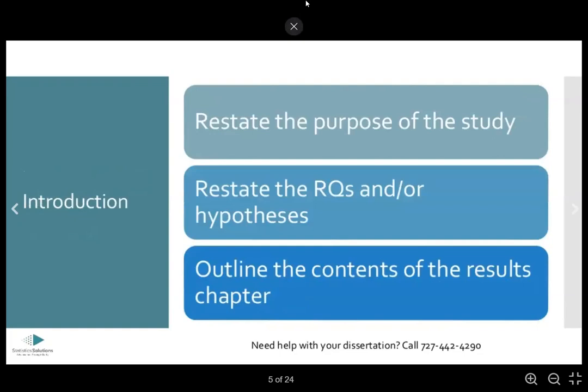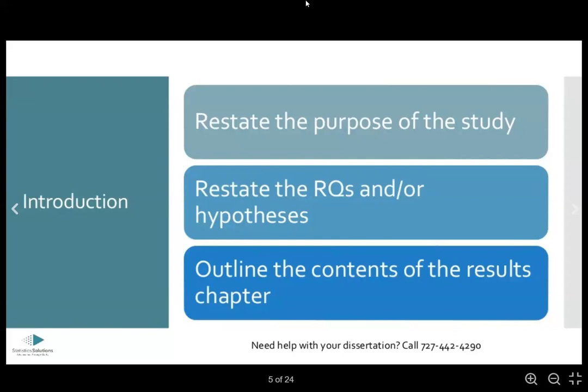So when you start your results chapter, you can begin with a brief restatement of the purpose of your study. Typically, this can be done verbatim. You want to make sure that as you're moving through the chapters of your dissertation, the purpose of your study is very clear and concise. So you can take the purpose statement that you used earlier and just restate it here.